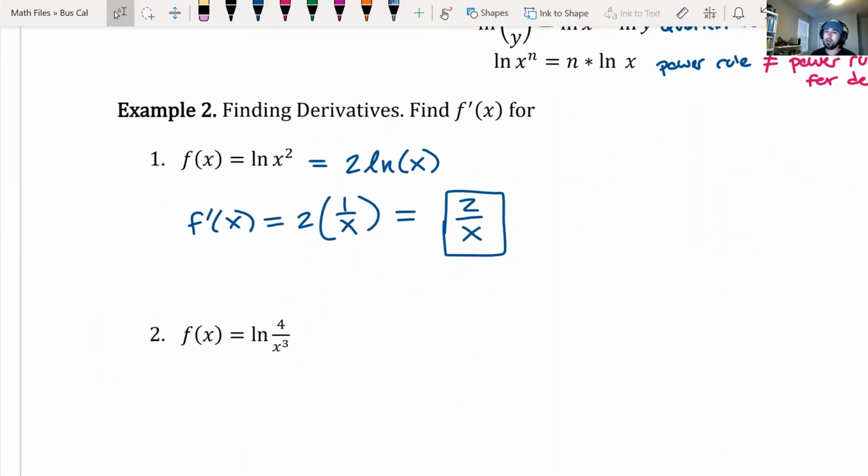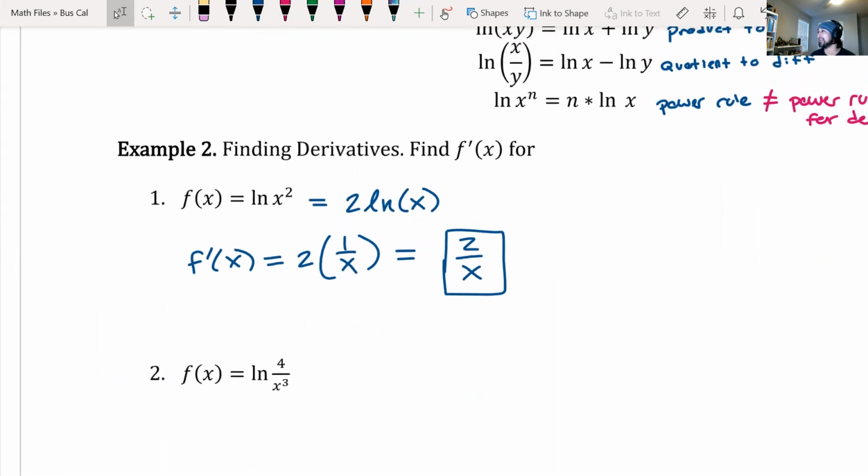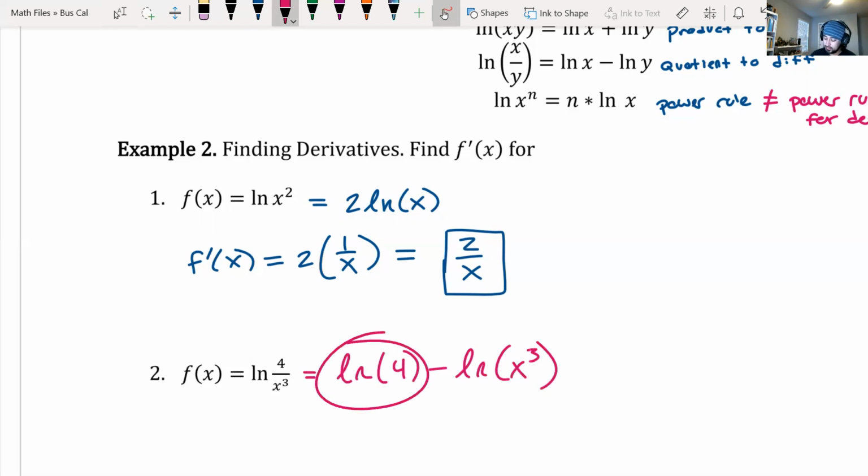Now, once again, we have f of x equals the natural log of 4 over x cubed. We can't take the derivative in this form. So we are going to rewrite this using that second property above, the quotient to difference. So what's another way to rewrite this natural log? ln 4 minus ln x to the third. Good. But we still have to rewrite it one more time. This log is good. This log, what do we have to do with that exponent? Put the 3 in front.